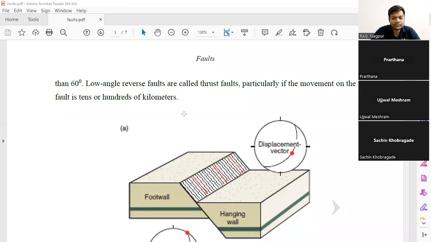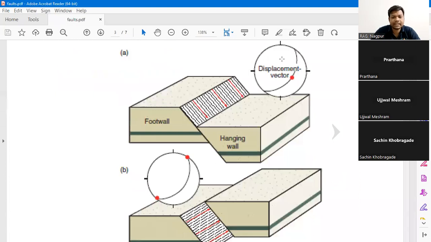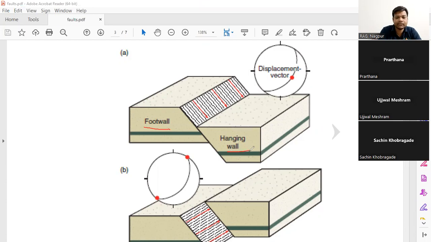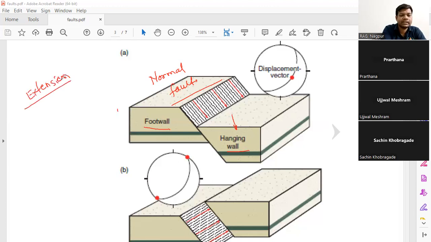Now you can see in this diagram that this is the footwall and this is the hanging wall. The hanging wall is going downwards, so this is a normal fault, right? Now a normal fault shows extension, right?